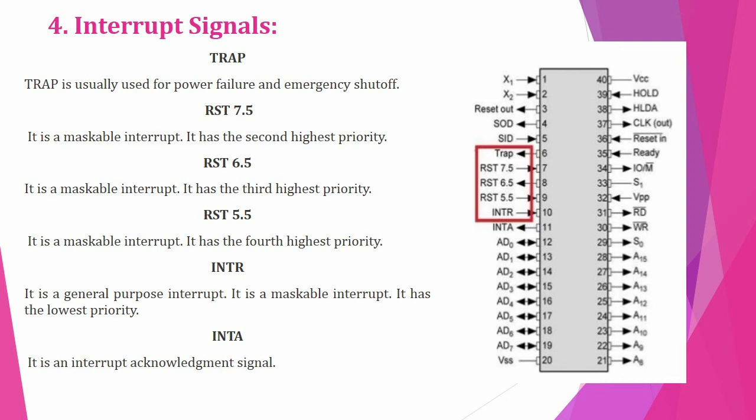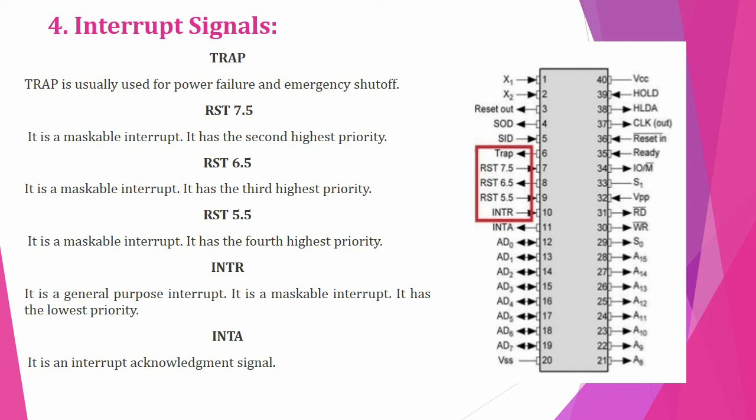Interrupt signals. The 8085 has 5 interrupt signals that can be used to interrupt a program execution. The interrupt signals are interrupt request INTR, restart interrupts RST 5.5, RST 6.5, RST 7.5, and the trap signal. The microprocessor acknowledges an interrupt request by the INTA signal. INTR, interrupt request. This is used as a general purpose interrupt. INTA, interrupt acknowledge. This is used to acknowledge an interrupt.